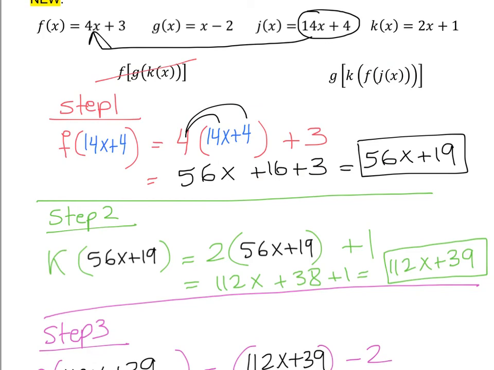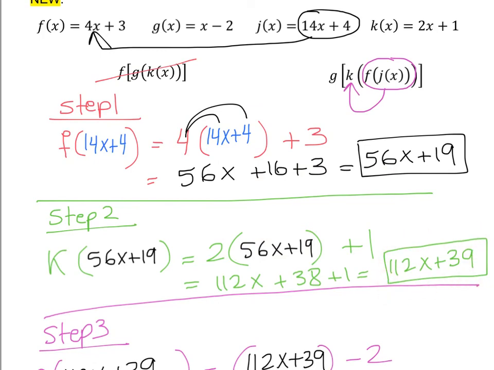Now the next step is whatever answer you got, which is the 56x plus 19, you have to plug it into k. So let's look at k. K is 2x plus 1, so 2 parentheses plus 1. And what goes in the parentheses is the answer you got. You see that? Now, you distribute and you simplify until you get 112x plus 39.